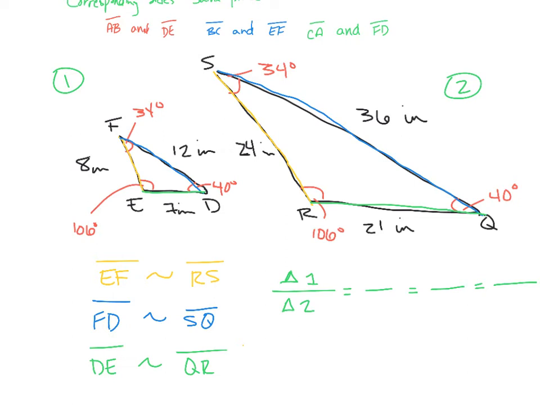So we're going to start with the yellow side. Triangle 1, the yellow side, is 8. Triangle 2, the yellow side is 24 inches. Then we're going to go to the blue side. Triangle 1, the blue side is 12. Triangle 2, the blue side is 36. Then we're going to go to the green side. Triangle 1, the green side is 7. And in triangle 2, the green side is 21.